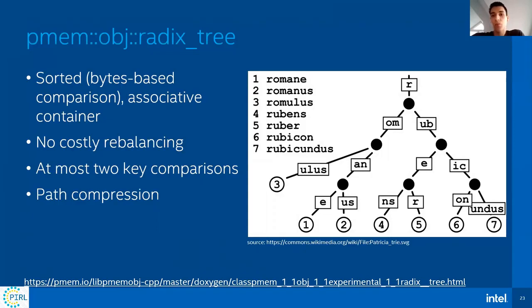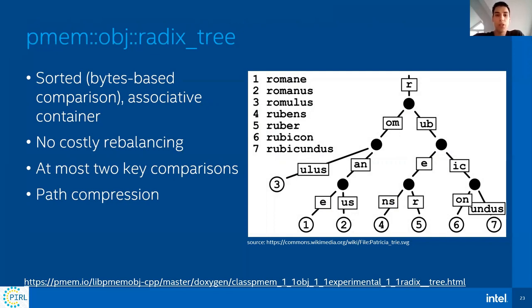To find an element, we just take the first character or byte of a key and use that to index the children's array. We follow the edge to the child and proceed with the next byte. As you can see in this example on the right for Romulus, some bytes might be skipped if there is no ambiguity. This is called path compression. So in some circumstances, edges can represent multiple bytes.